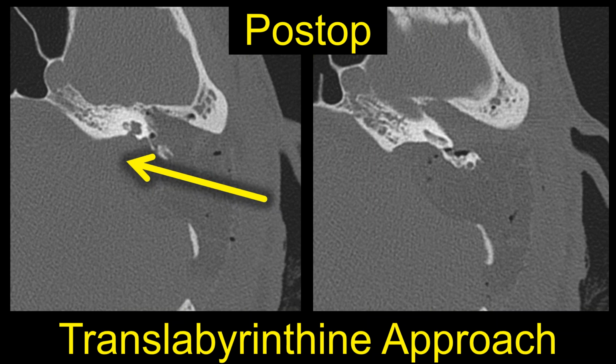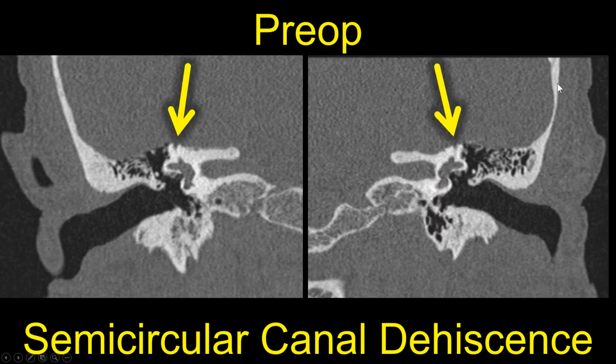Now, if we have a patient that we think has dehiscence of the roof of the semicircular canals, we're going to think about a middle cranial fossa approach to try to cover that area or just to obliterate the superior semicircular canal. This is a patient who had bilateral superior semicircular canal dehiscences. So in this case, we had a middle cranial fossa approach.